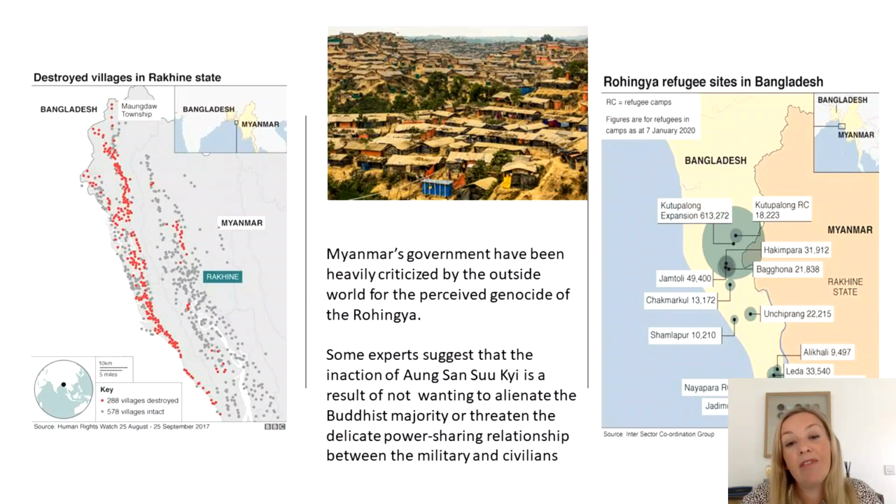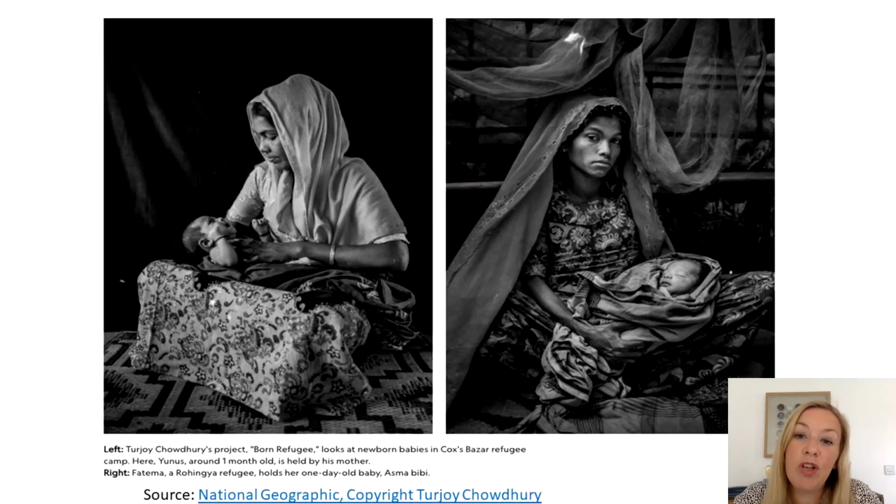So Myanmar's government have been heavily criticised by the outside world for the perceived genocide of the Rohingya, and some experts suggest that the inaction of Aung San Suu Kyi is a result of not wanting to alienate this Buddhist majority or threaten this delicate power sharing relationship between the military and civilians. Lots of people have also wanted to rescind Aung San Suu Kyi's Nobel Peace Prize. I just wanted to show you some of these images from an artist project called Born Refugee, which details the birth of babies in Cox's Bazar refugee camp in Bangladesh. It's estimated that about 60 babies are born every day in this camp, and they are born stateless. I've included the link there also.